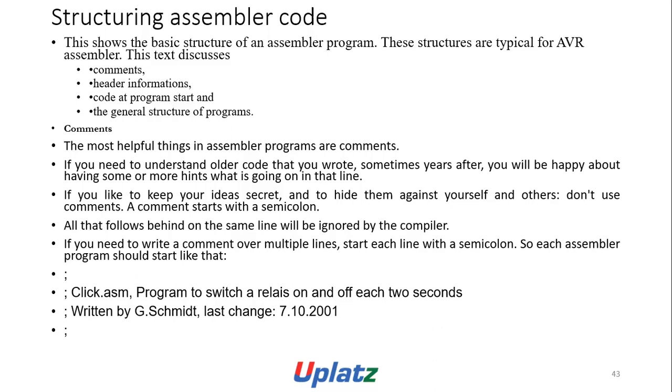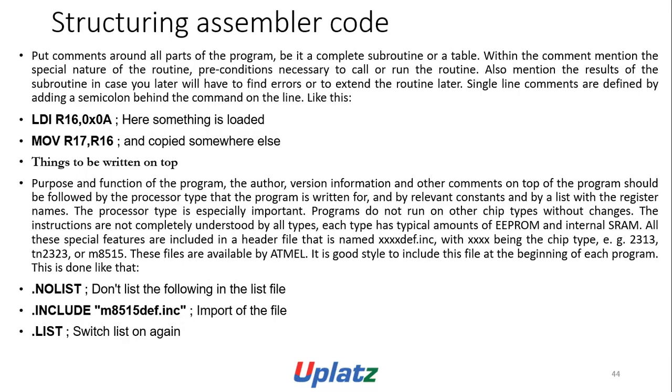7.10.2 semicolon. Structuring assembler code: put comments around all parts of the program, be it a complete subroutine or a table. Within the comments, mention the special nature of the routine and the preconditions necessary to call or run the routine. Also mention the results of the subroutine, in case you later have to find errors or extend routines later. Single line comments are defined by adding a semicolon behind the command line like this: LDI R16, 0x0a, semicolon, here something is loaded; MOV R17, R16, semicolon, and copy somewhere else.